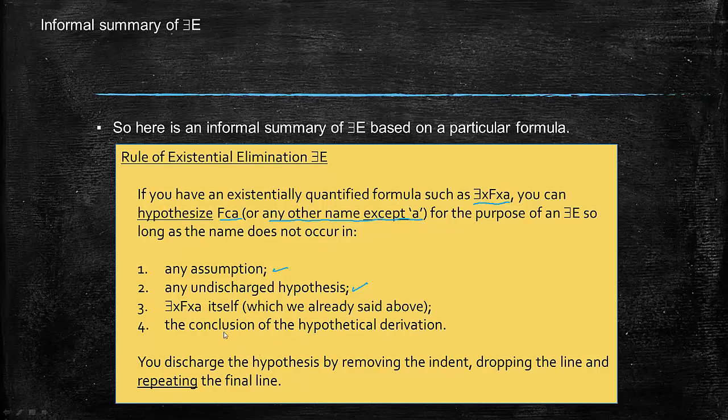And it can't finally end up in the conclusion of the hypothetical derivation. So in other words, it can't occur in the line that we are ending the existential elimination proof on. So that's what we've been explaining for these past several slides. And then we discharge the hypothesis in the familiar way by removing the indent and dropping the line. But the unfamiliar sort of thing is that we repeat the final line. We actually just reiterate the final line. So each of these hypothetical rules has its own unique way of terminating. And I don't state here how we justify it, but you already know we cite three lines in the justification.